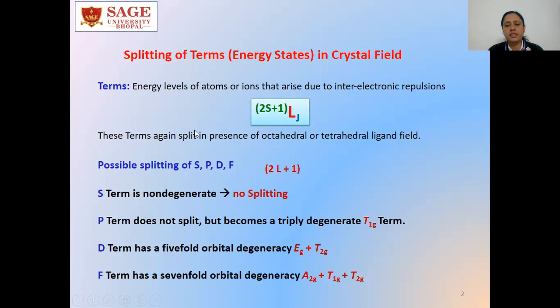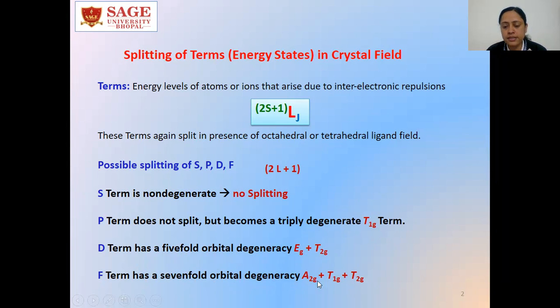So generally these terms split in S, P, D, F. In these four terms they split. Generally the S term is non-degenerate, so there is no splitting. The P term does not split but becomes a triply degenerate T1g term. The D term has a five-fold orbital degeneracy and it splits into Eg, which is doubly degenerate, and T2g, which is triply degenerate. The F term has a seven-fold orbital degeneracy and splits into A2g plus T1g plus T2g.